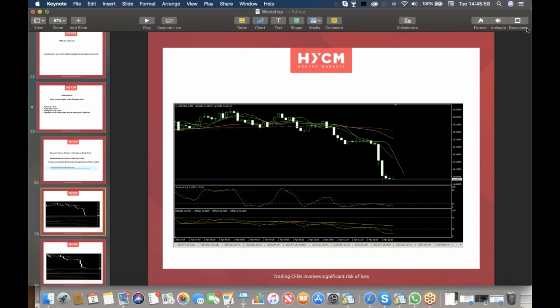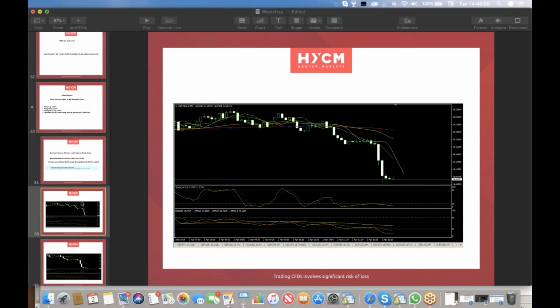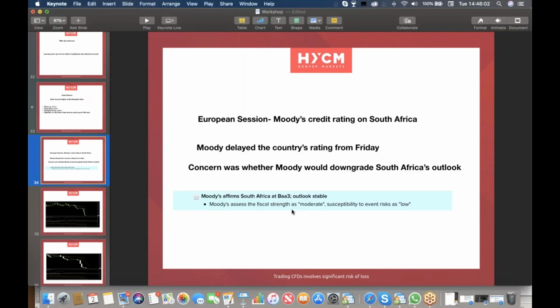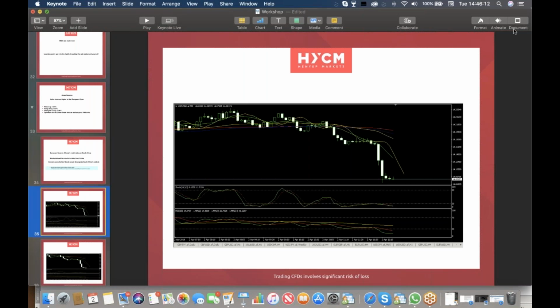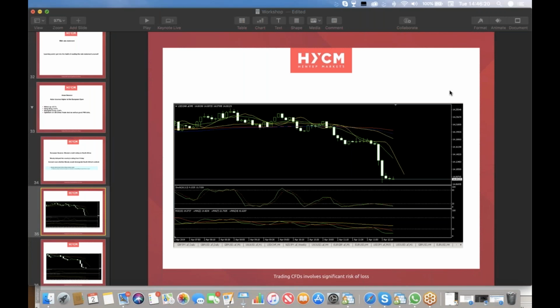Now, I'd known this story. This is what you have to hone in on, the story. I knew that this was an issue, and I knew there was a concern that maybe Moody's wouldn't affirm it, and that the outlook would be seen as risky or poor. But it wasn't. It was affirmed as stable. Everything's okay. So that was a relief. What would you expect the South African currency to do?